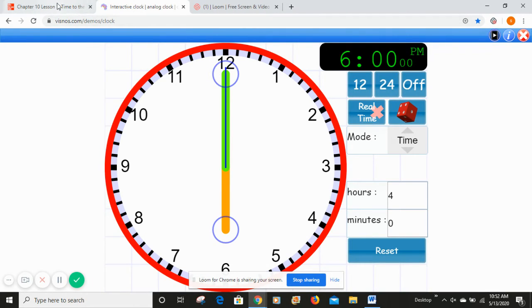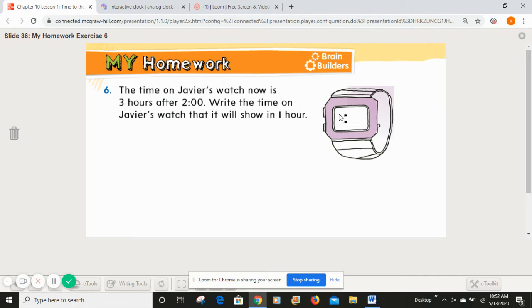So let's take a look and see if we're right. So we would write a 6 right here and then 0, 0. Let's take a look. There we go, 6 o'clock. Javier's watch would read 3 hours after 2 plus 1 more hour.